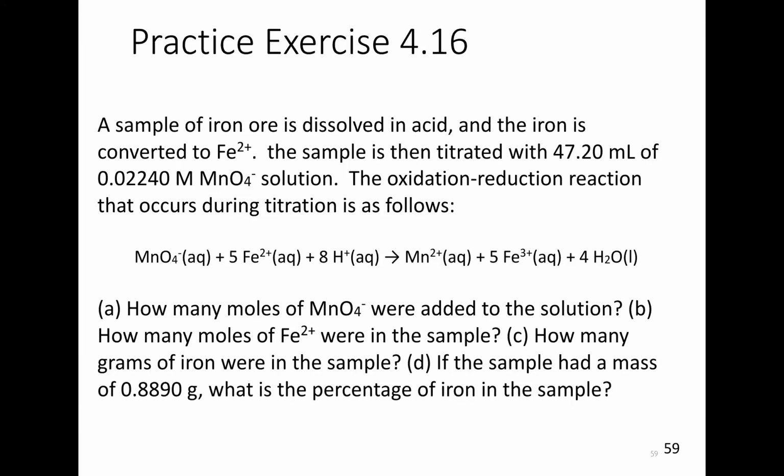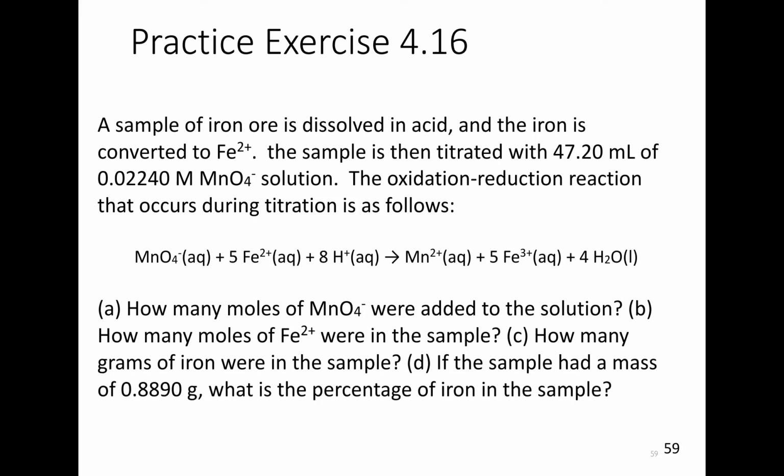All right. And then we got this one, and then just one other one we'll look at in this video. We're told in this case a sample of iron ore is dissolved in acid and the iron is converted to iron 2+. The sample is then titrated with 47.2 milliliters of a 0.0224 molar MnO4- solution. The oxidation reduction reaction is shown below. Looks like a pretty complicated reaction. But when we look at the questions, if we just take it step by step, we'll see it's not really going to be too much different than what we've been looking at so far.